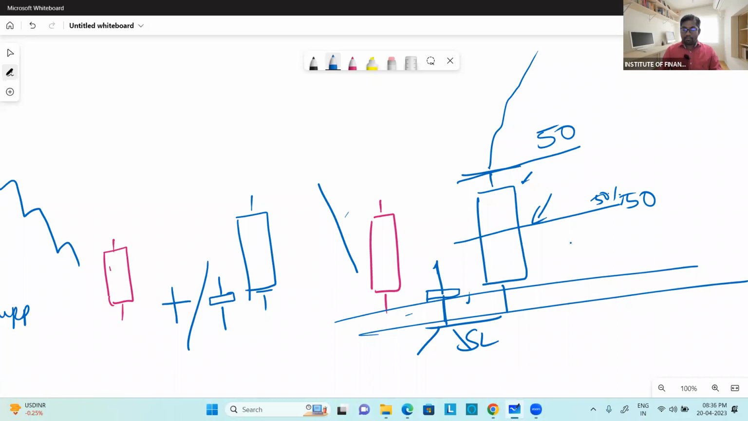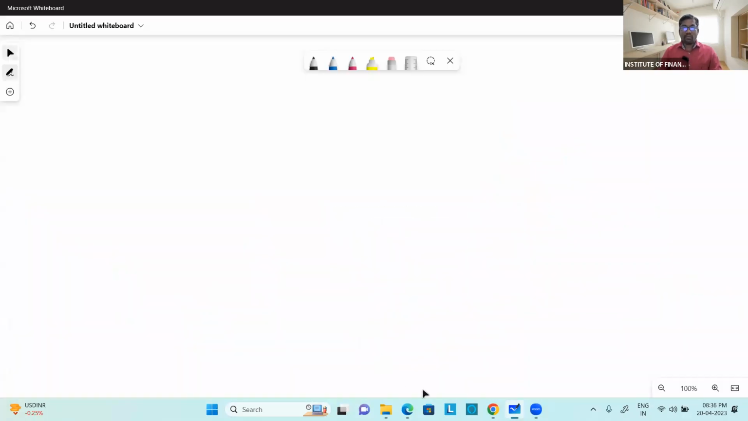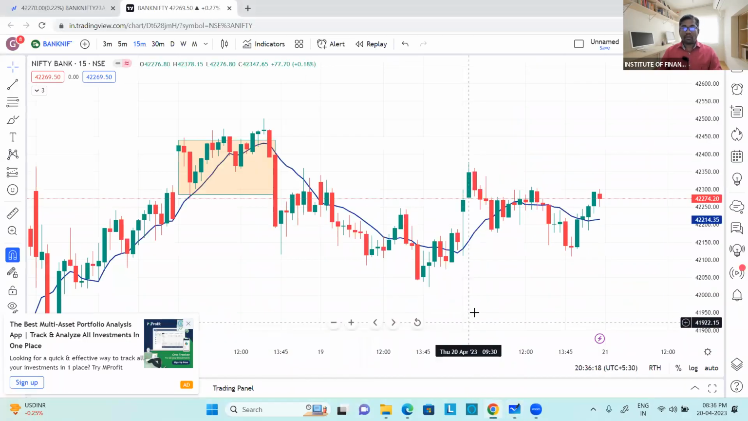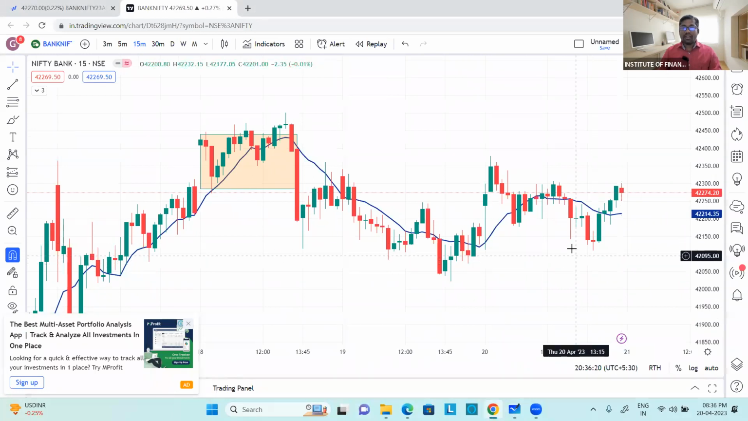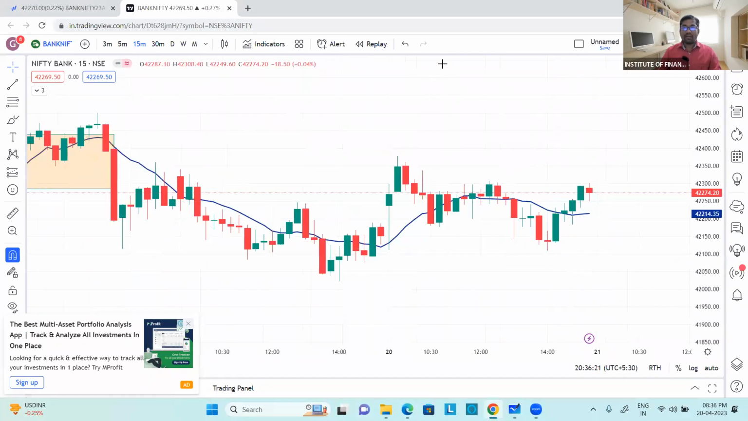Sometimes what will happen? It will give a pullback. Why does it give a pullback? Whenever there is a big candle here, definitely the big candles will always give pullbacks. Yes, Ramna. Like this, you can see here. It has given a pullback till here.